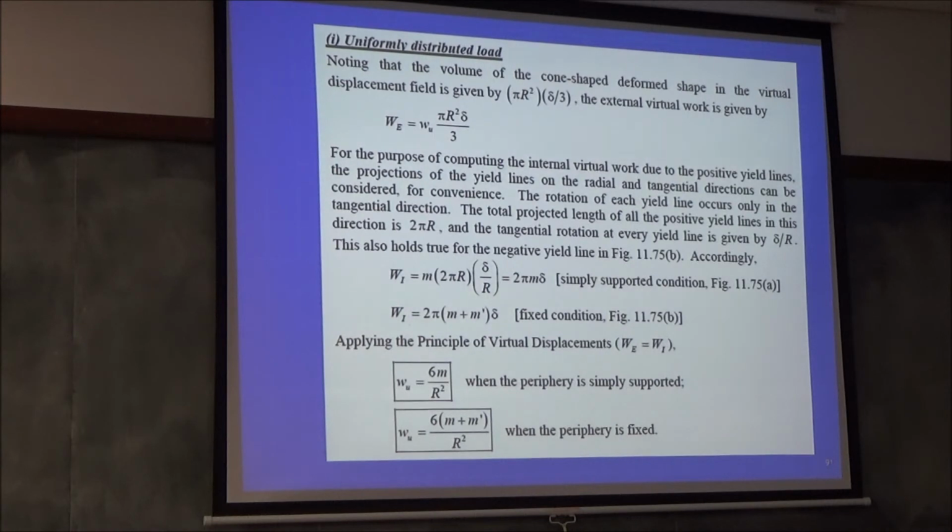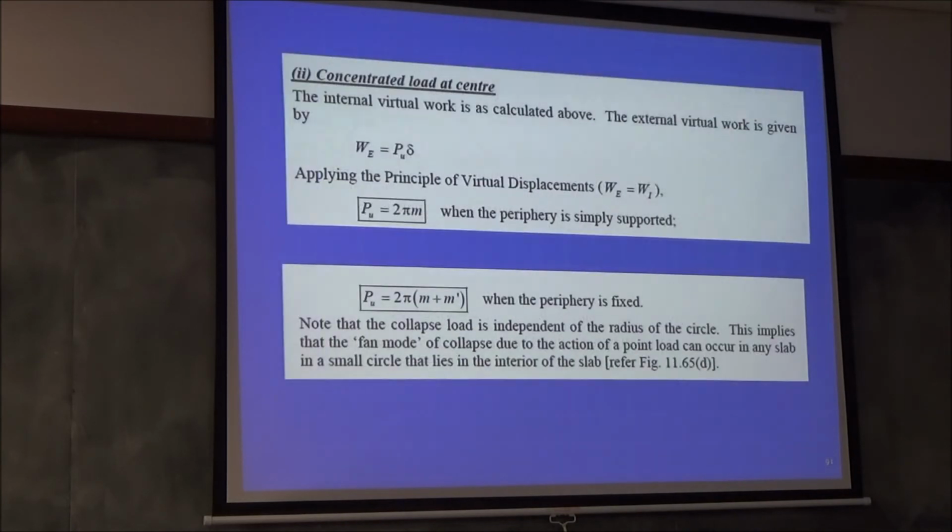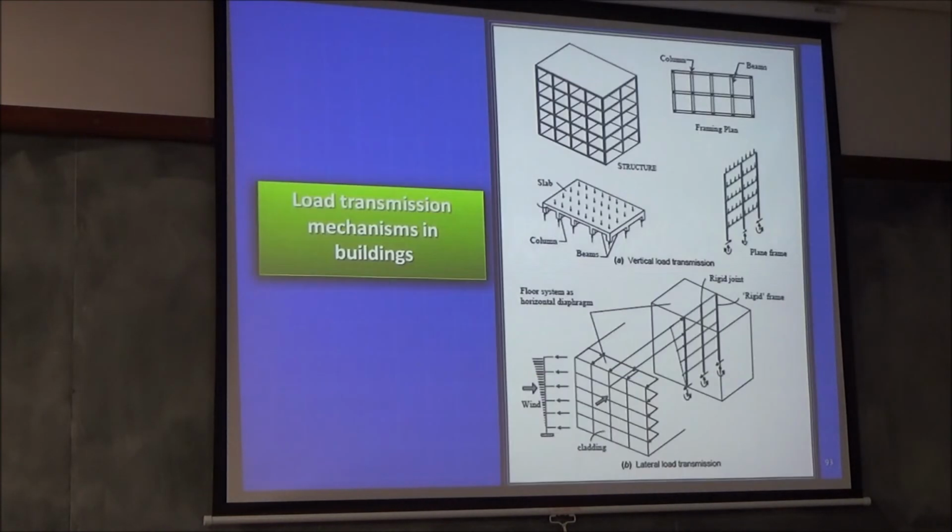Why don't you go through this? It's a very nice proof. The answer is WU is 6m by r square, and if you have a negative E line, it is 6m plus m dash by r. But sorry, we won't ask you in the answer because you didn't want it. Actually, it's a gift if you had got it. But you are mature people, you don't deserve such easy questions, so we'll skip this, but I want you to read it. So you can prove concentrated load.